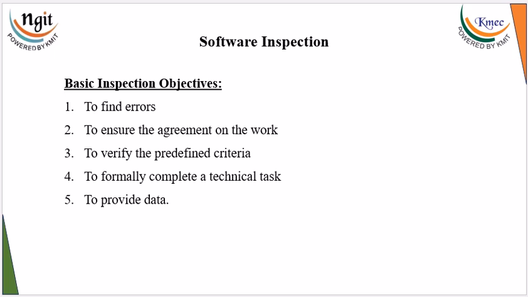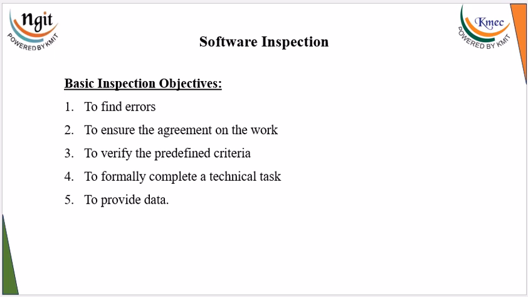This software inspection will not solve all the problems, but generally it is more effective, so that you can fix any errors that were already there in the software engineering process. That is the main objective of software inspection, so that you can rectify any errors that are already available, but it is not going to solve all the problems. The basic inspection objectives go something like this. First, software inspection is used to find the errors at the earliest possible point in the development life cycle.